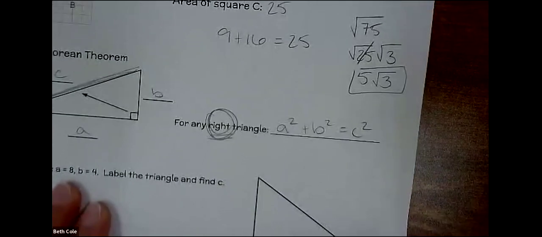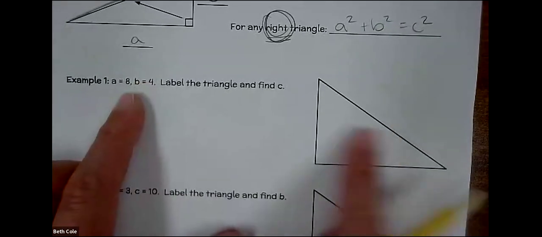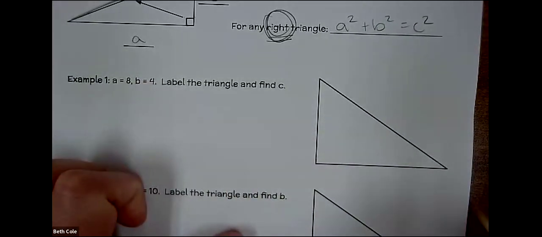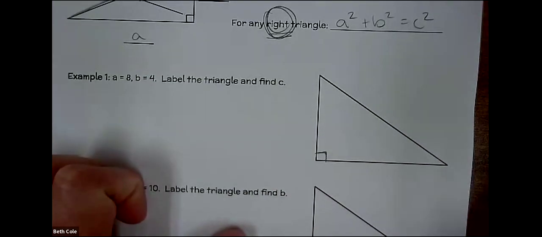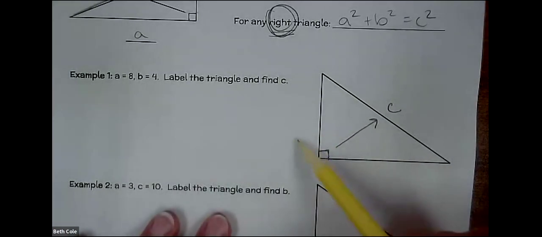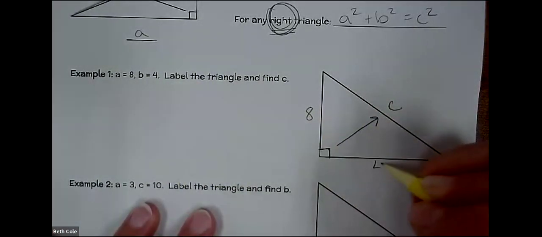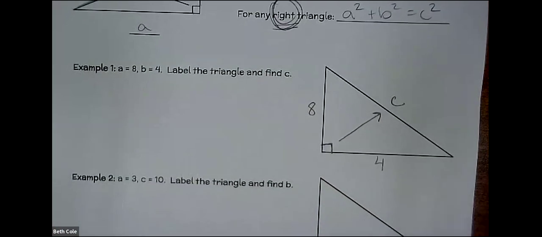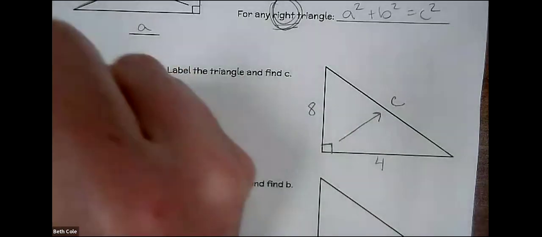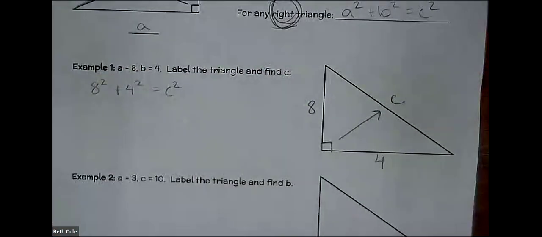All right. So example 1, we got A is 8 and B is 4. We're going to label our triangle and use our Pythagorean theorem to find C. Now, this is going to be our right angle. C has to go across from it. C has to be the hypotenuse. It doesn't really matter where A and B go, but C has to go across from that right angle. So I'm going to put 8 here and 4 here. It really doesn't matter. If you want to write them the other way around, that's fine. And we're just going to put them into our A squared plus B squared equals C squared. So here we go. 8 squared plus 4 squared equals C squared.